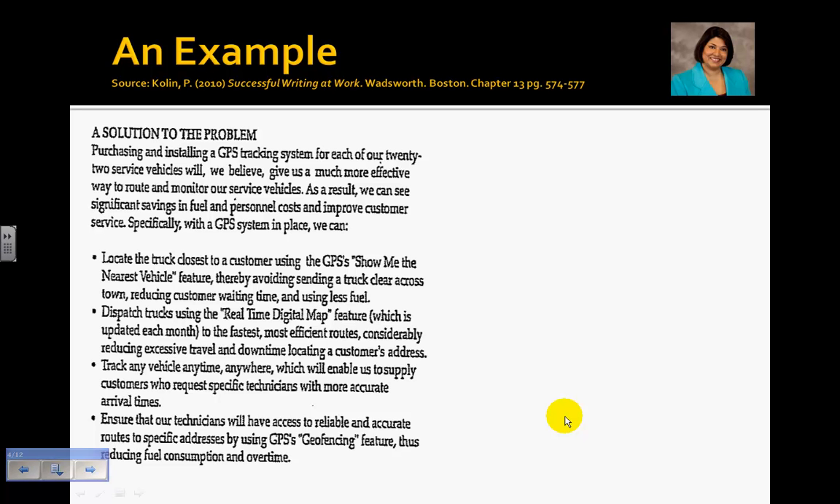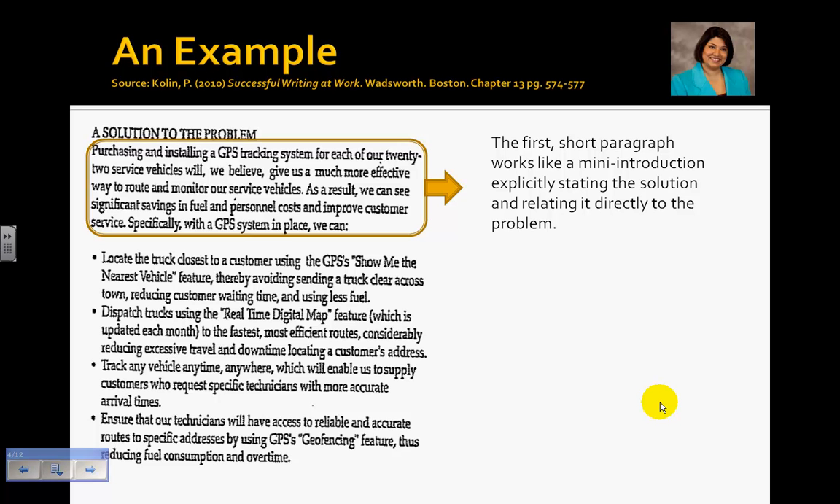This example, and I'm sticking to the solution section here, comes from a text called Successful Writing at Work. I feel like it's a well-organized proposal and therefore solution. However, it doesn't have every element of a persuasive solution. So we'll take a look at that as well. Now this part is very good. First, there's a short paragraph that works like a mini introduction to this section, because often a solution section has and should have quite a few specifics.